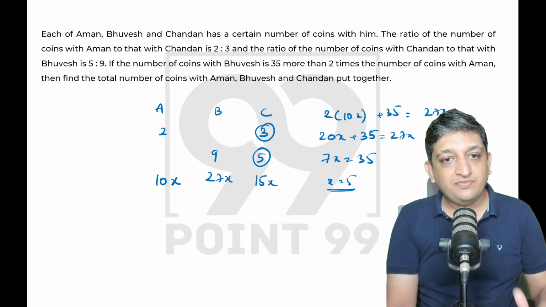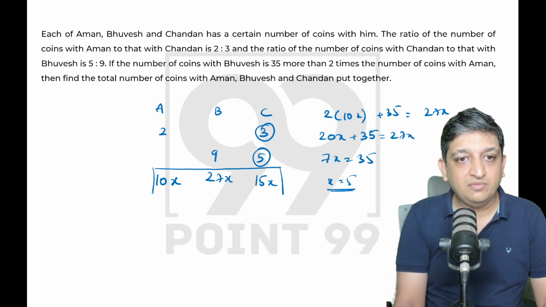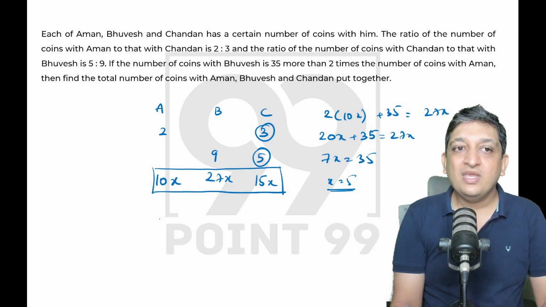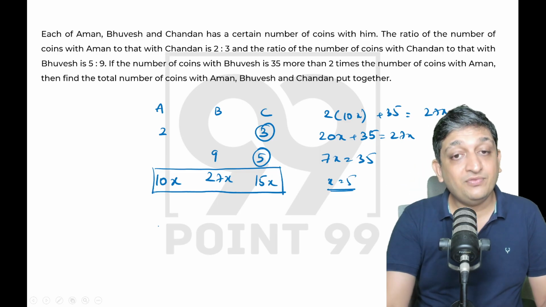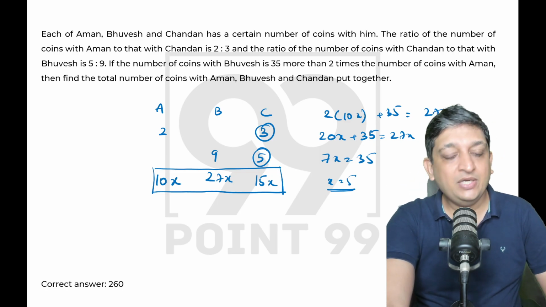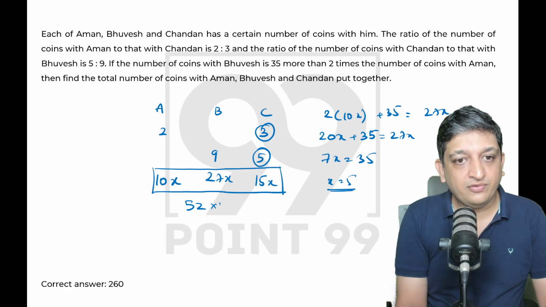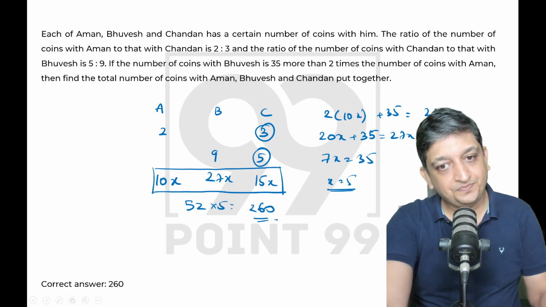Now if x equals 5, then we have to figure out the total number of coins with Aman, Bhuvesh and Chandan put together. So 27 plus 15 is 42, plus 10 is 52. So 52x is what I have, and 52 into 5 should be equal to 260. So 260 should be the answer to this particular question.